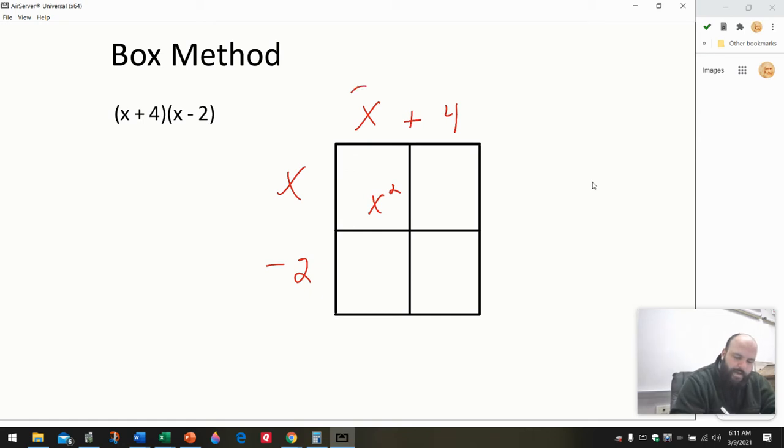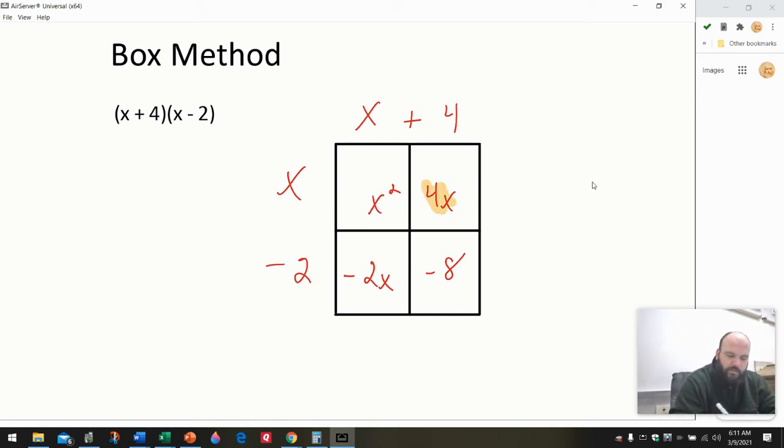Now following that, x times negative 2 gives me negative 2x. Then I have 4 times x, which will give me 4x. And then I have 4 times negative 2, which would give me negative 8. Now, just like in the last problem, many times you will end up with like terms, and you will need to combine those like terms.